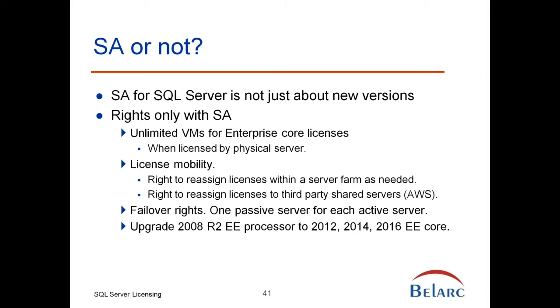There's also a thing called failover. That's when you have a passive server paired with an active server, and the purpose of the passive server is to sit there doing nothing but be ready to take over if the active server fails. So it's a way to get more reliability. And you have the rights to do that. And by that, I mean have that passive server and not pay a license for it if you have software assurance.